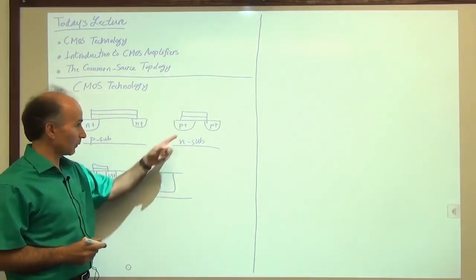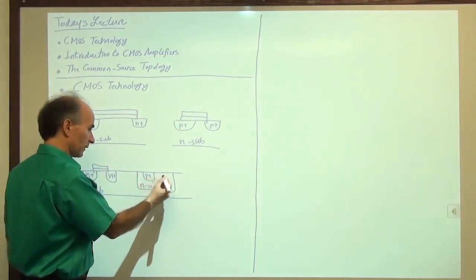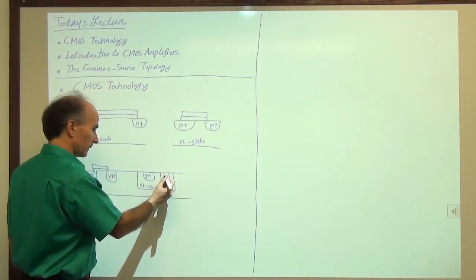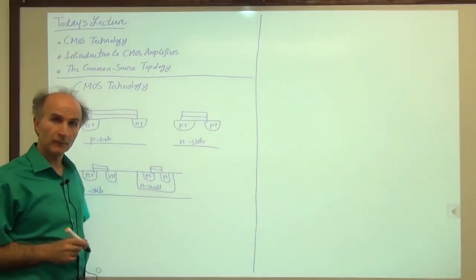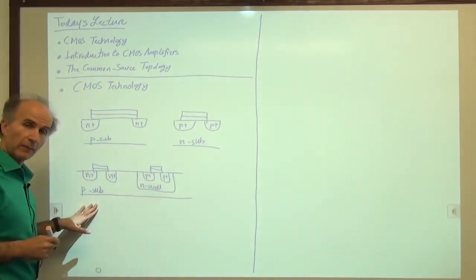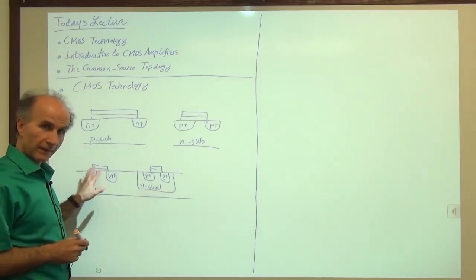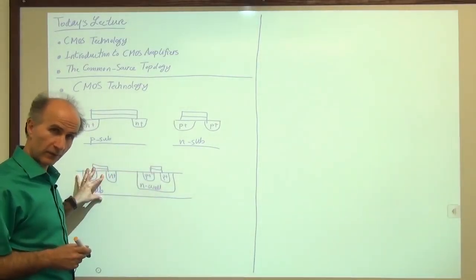Now, inside this N well, we can build the PMOS device. So here's our PMOS device, P plus here, and then we have the gate. So now we have both NMOS device and PMOS device using a P-type wafer. This is called CMOS technology because we have complementary transistors.